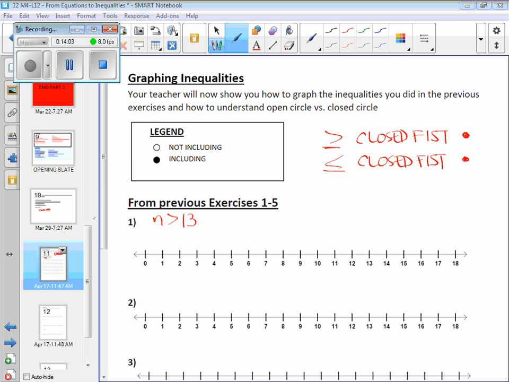Put it off to the side. It's like a little key for you to try to remember, because students have difficulty remembering what's what. Open fist is an open circle. See, it's not colored in. Open fist. And there's no line under it. Means it cannot equal it.